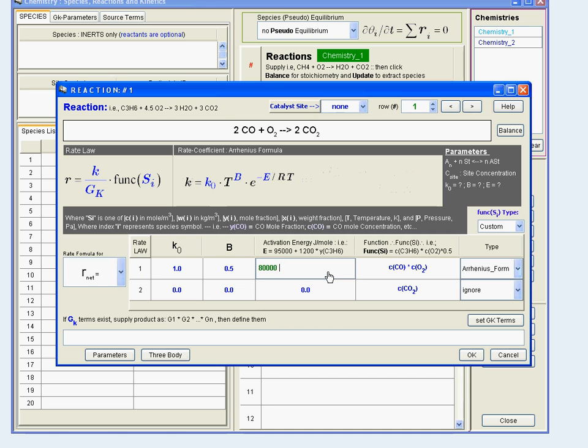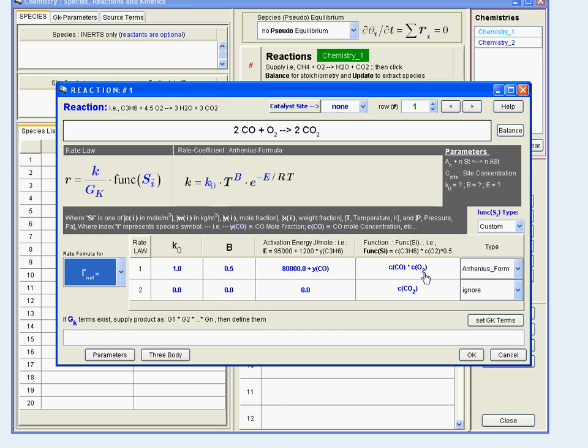So if you want it to be a function of mole fraction for the CO, we just type in Y of CO. So the explanations for mole fractions and mole concentrations, weight fraction and weight concentrations are displayed here. C means mole concentration, W means weight concentration, Y means mole fraction, X means weight fraction. T is temperature, P is pressure in Pascal, and so on. So this is how we enter them.